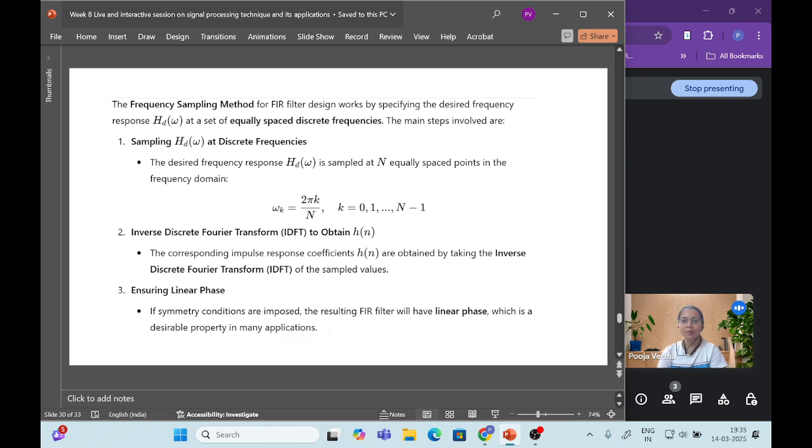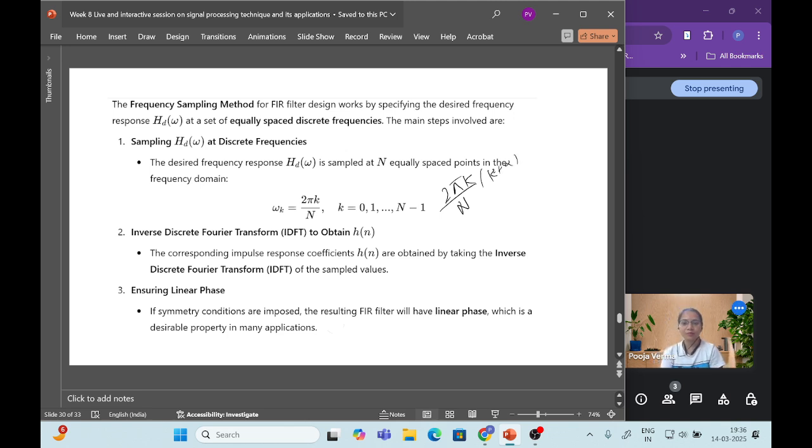So the frequency sampling method of FIR filter design works from a specifically desired frequency response H_d of omega at a set of equally spaced discrete frequencies. The desired frequency response is sampled at equally spaced points, already we have seen that 2 pi k divided by N, where k varies from 0 to N minus 1. Other details are also given, and there is also 2 pi (k plus alpha) by N, where alpha is either 0 or 1/2.